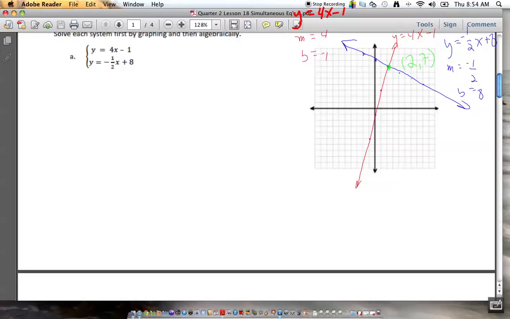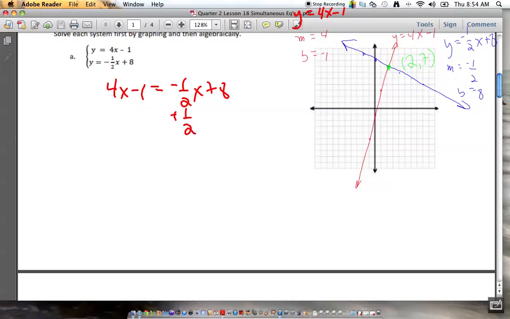Now look, if I said to you that Font weighs the same exact thing as Julia, and if I said Julia weighs the same exact thing as Kirsten, what do you know about Font and Kirsten? They weigh the same. So I'm saying, look, y is this, and y is also that, so what do you know about these two guys? They're equal to each other. So I can just write 4x minus 1 equals -1/2 x plus 8.